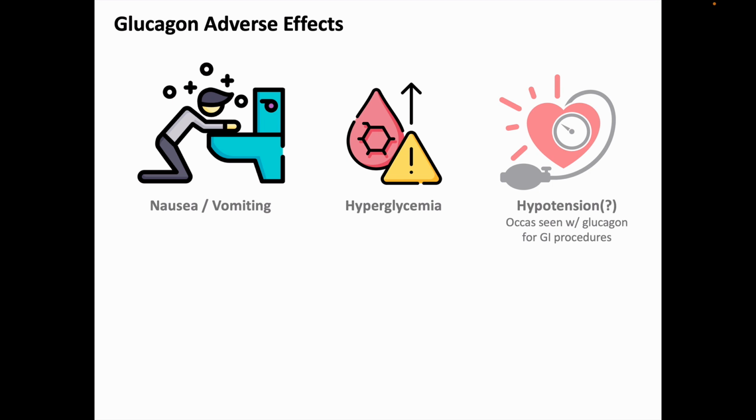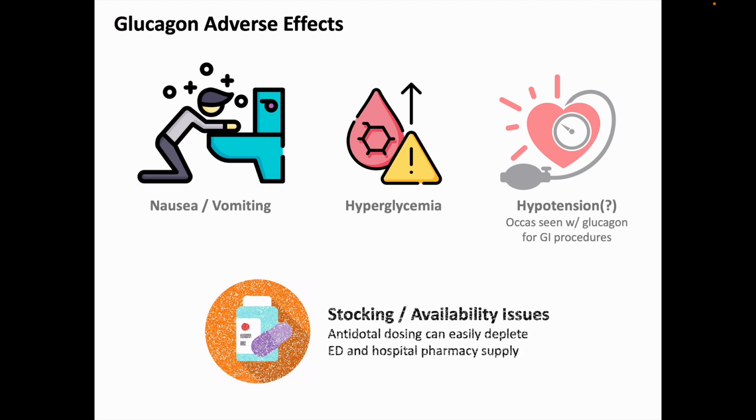Of course, glucagon can also raise blood sugar levels, but with severe cardiovascular drug toxicity, this is a minor concern. We also know that glucagon at non-antidotal doses can be associated with hypotension when used in non-emergent settings for GI procedures. But again, we wouldn't be using glucagon as an antidote if the patient wasn't already seriously ill, so we're already closely monitoring the blood pressure. Also, there are drug stocking and availability issues. The high doses used for antidotal therapy can easily deplete the ED or indeed the entire hospital pharmacy's supply of glucagon.